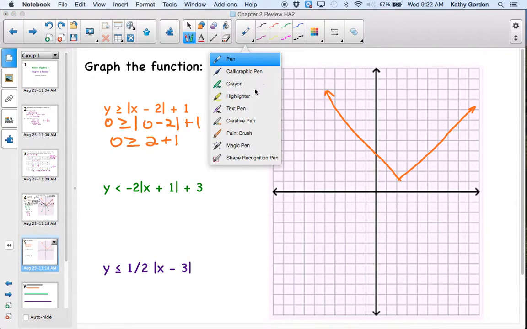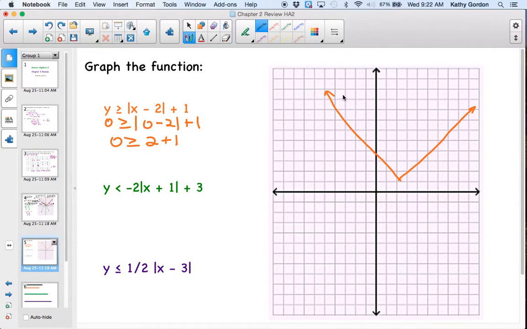Let's see. Do I have? Oh, I have a crayon. Let's do a crayon. That sounds fun. Aw, look at the crayon. Let's color.